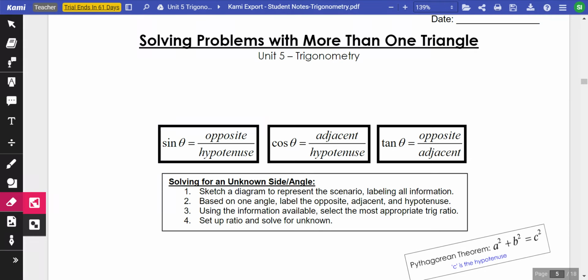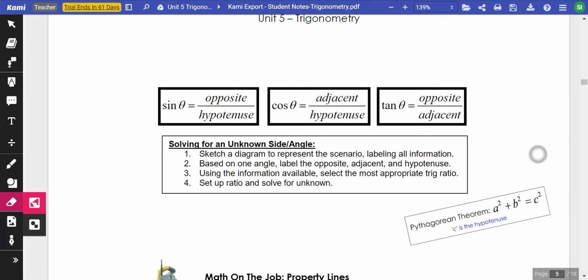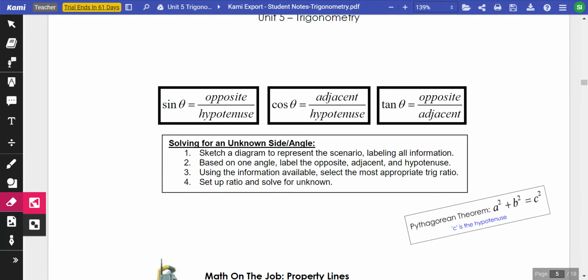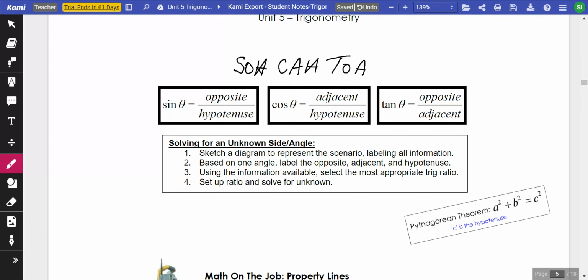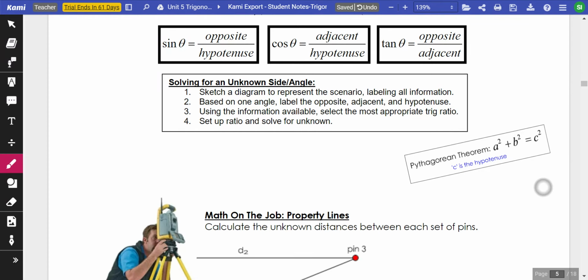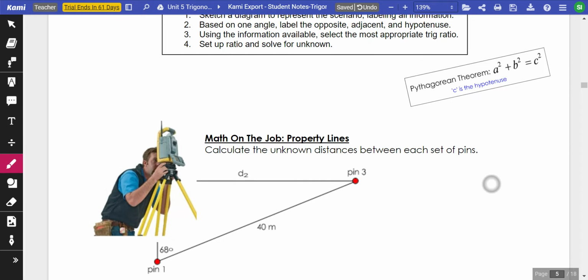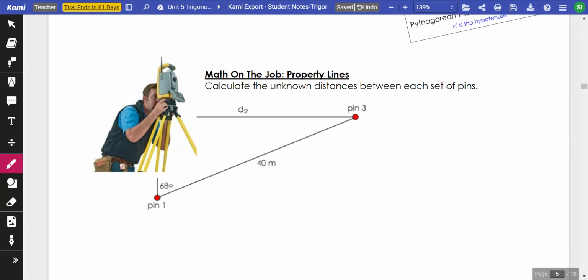Today we're talking about solving problems with more than one triangle. Just a reminder that we've got our three trig ratios, sine, cosine, and tangent. If you can remember SOHCAHTOA, it helps whenever you're trying to figure out which ratio to use. And we've also got the Pythagorean theorem. So let's look at a quick review question.